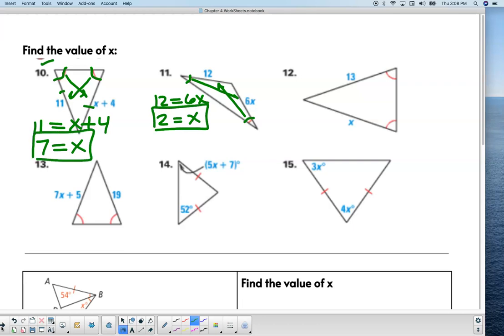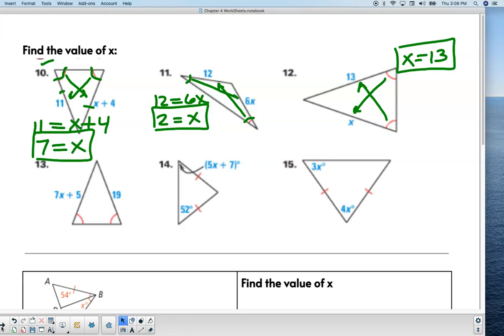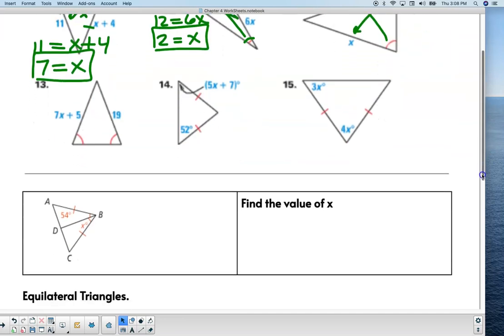Okay, this one's here. Now, same idea here. Some of them are so nice because I have an isosceles triangle where base angles are congruent. X is equal to 13, and that's all I have to do. So once I'm able to recognize what type of triangle I'm working with, it becomes much easier for me to be able to solve some problems.